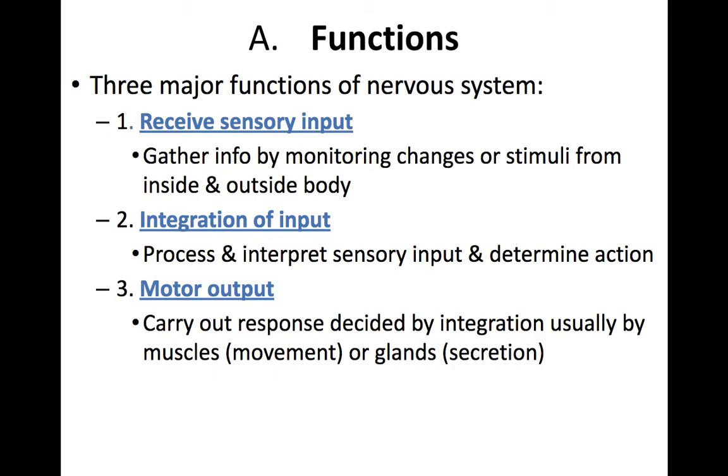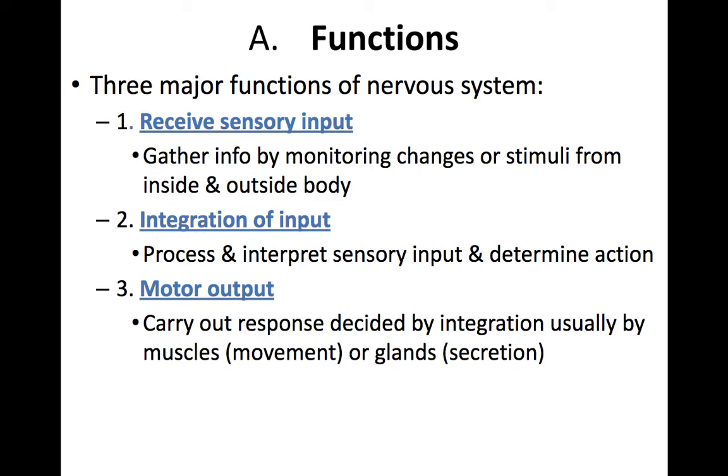Motor output meaning the signals that carry out a response that was decided by integration in the brain. And that response is usually carried out by either muscles to produce movement of some kind, or by glands to secrete things like hormones or sweat or other things like that, as an appropriate response to whatever the initial stimulus was that first came into the system.